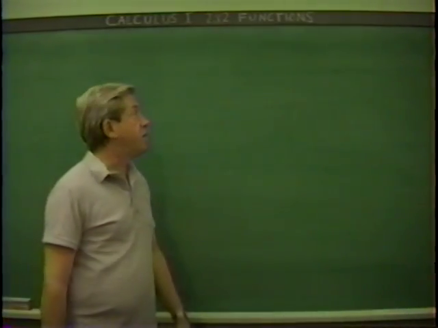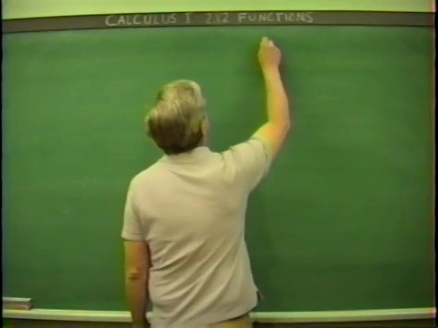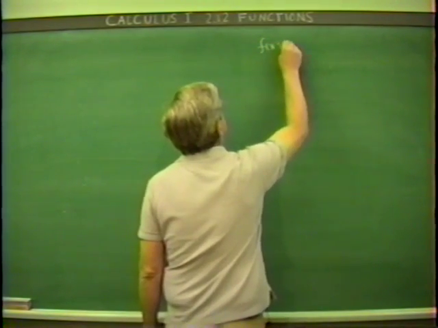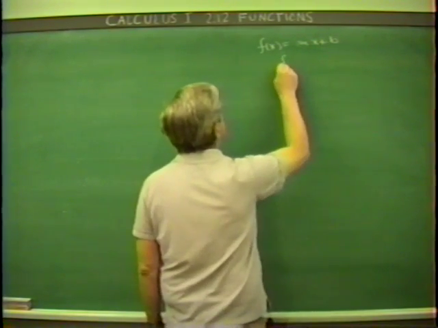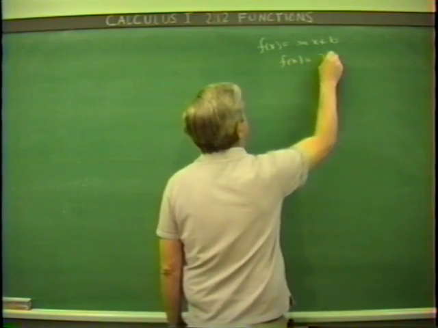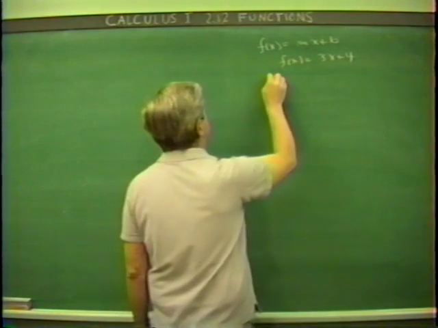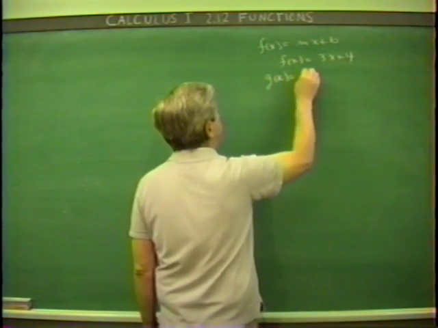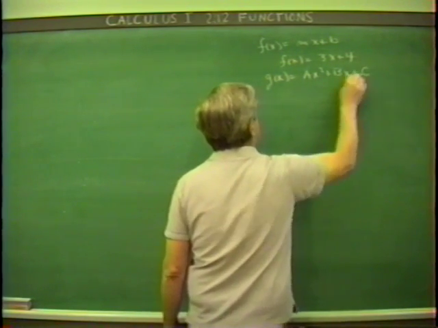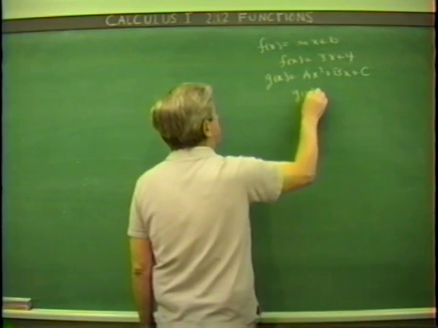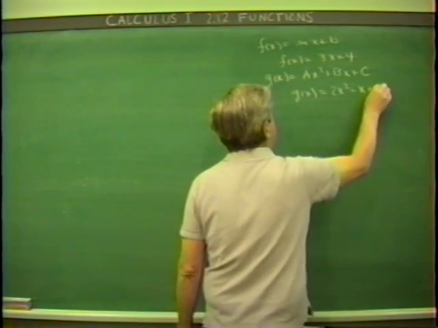All right, we want to look at some specific examples of functions. We already know that a linear function, f of x equals mx plus b, is a function. Or in particular, f of x equals 3x plus 4, for example. Likewise, a quadratic defines a function, g of x equal to ax squared plus bx plus c. Or in particular, for example, g of x equal to 2x squared minus x plus 10.